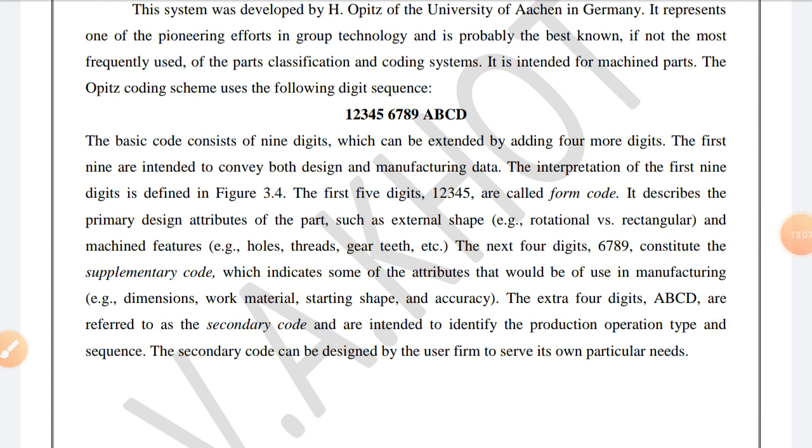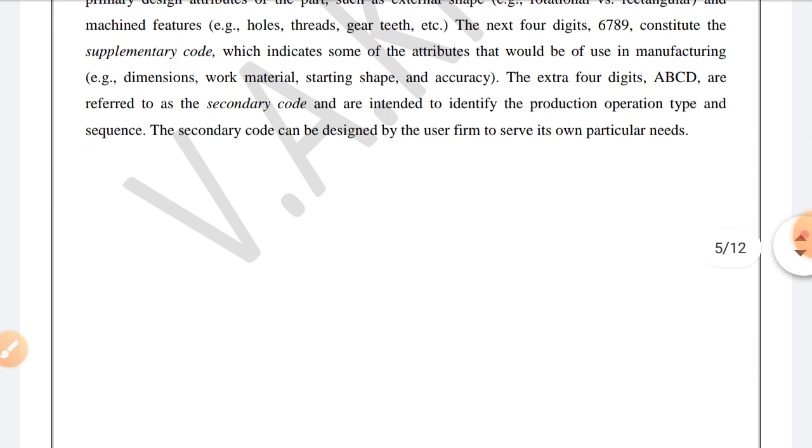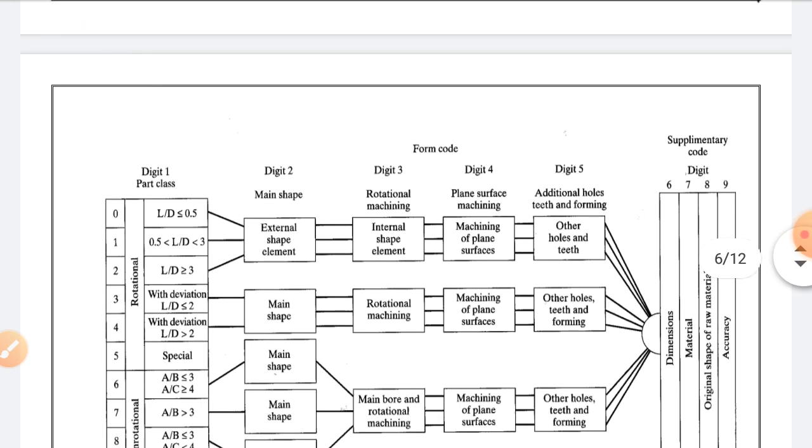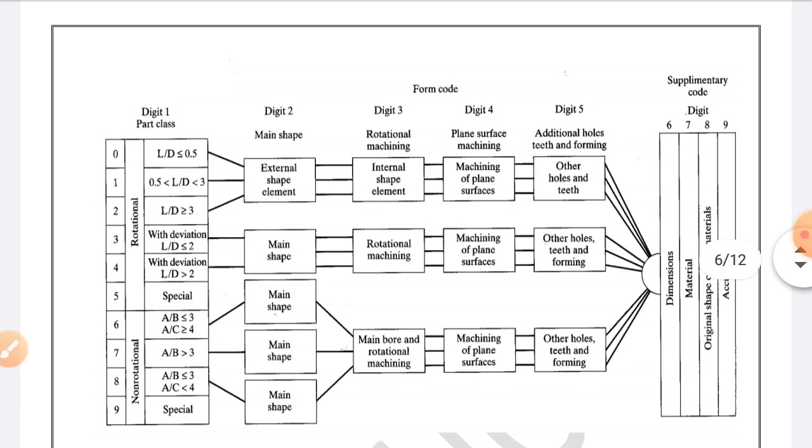So this external part, whatever the type of manufacturing, is called the secondary code. The secondary code can be designed by the user firm to serve its own particular needs. Means what? Depending on the company, this ABCD is arranged. Which company is using A, which company is using B, which company is using C, these are identified. Okay, how it is identified, just see this figure. So how is it identifying?